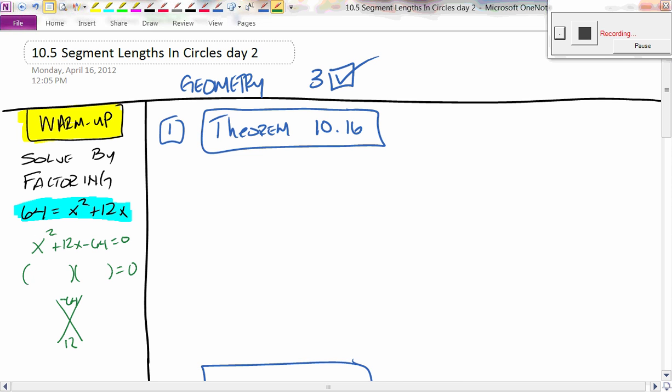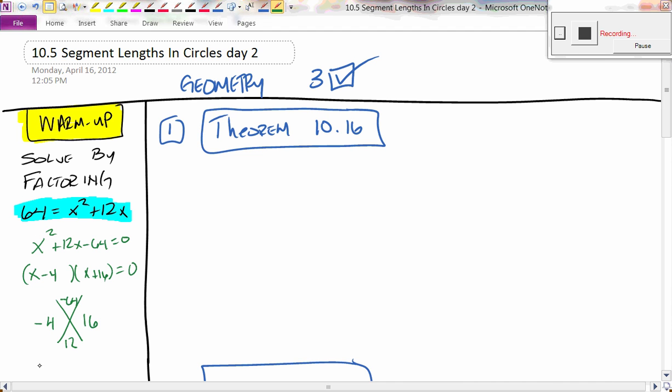I can. 4 and what? 4 and 8 is not 64. But if you double 8, okay, now let's make the signs work out. They need to add to 12, but multiply to negative 64. So which one has to be the negative? So this is x minus 4, x plus 16.